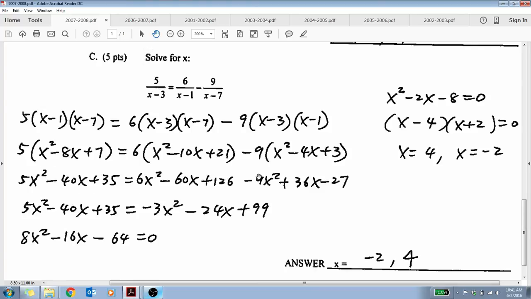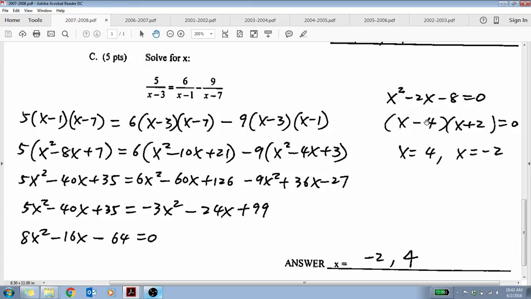I'm going to spare you the details. I'm assuming you can do that on your own. And then you just combine like terms, move things around. I'm going to get ultimately 8x squared minus 16x minus 64 equals 0. Well, I can divide everything by 8 to make it a little easier. So I'm going to get x squared minus 2x minus 8 equals 0.